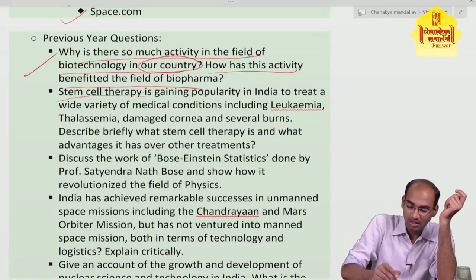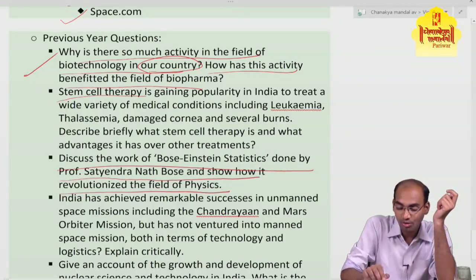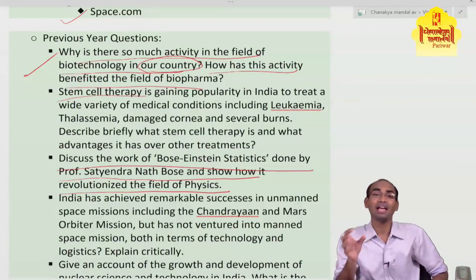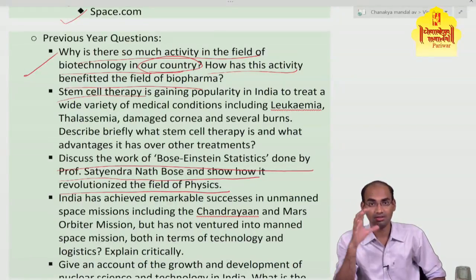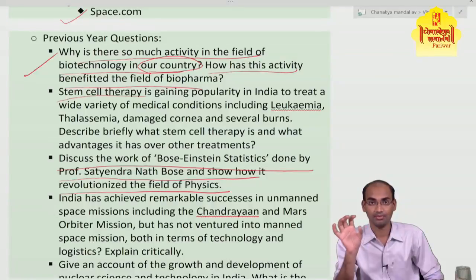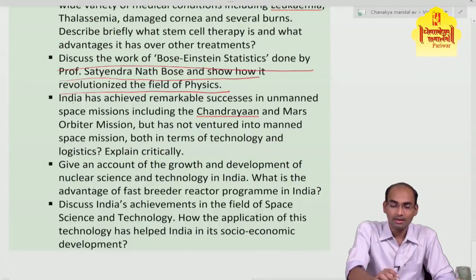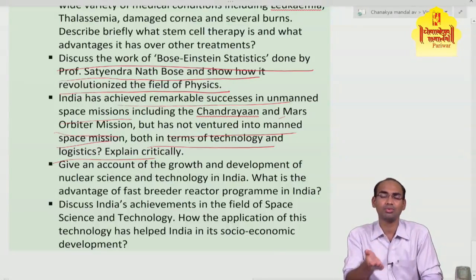That's it. They asked to discuss the work on Bose-Einstein statistics done by Professor Satyendranath Bose and show how it revolutionized the field of physics. First, what was in the news? Einstein's theory of relativity. So they connected this topic with research done by Indian scientists. That was the expected question that year. Another question: India has achieved remarkable success in unmanned space missions, including Chandrayaan and the Mars Orbiter Mission, but has not ventured into manned space missions, both in terms of technology and logistics. Explain critically. This question was in 2016.